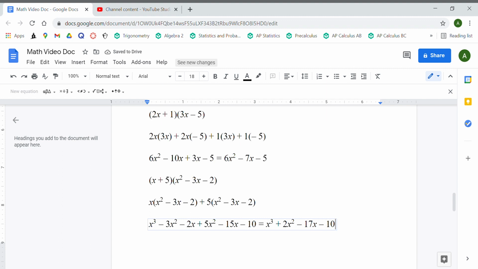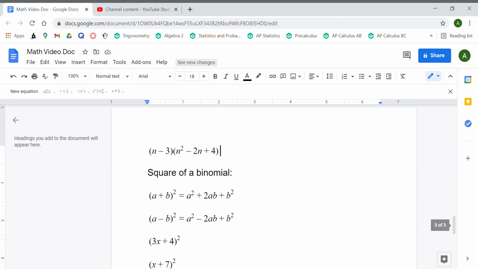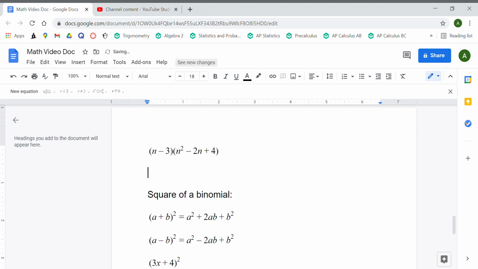Alright. Now I want you to try this one. I know we're moving fast, guys, but I'm actually kind of in a time constraint right now. But anyways, we have n minus 3 times n squared minus 2n plus 4. So why don't you pause the video and try to multiply these polynomials together using the distributive property.